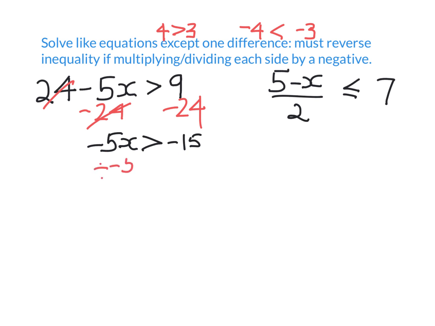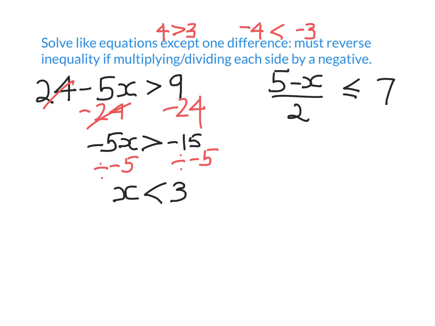What you do to one side, you must do to the other. Here I am dividing each side, left and right, by a negative. So I must reverse the inequality. -5x divided by -5 is x. Reverse the inequality. -15 divided by -5 is 3. So x is less than 3 is the final answer. We only reverse the inequality when dividing or multiplying each side by a negative.